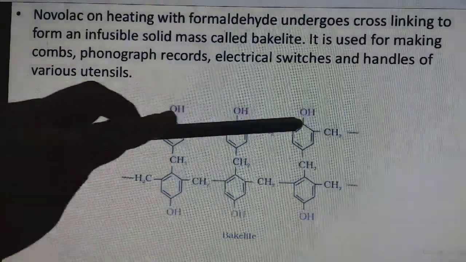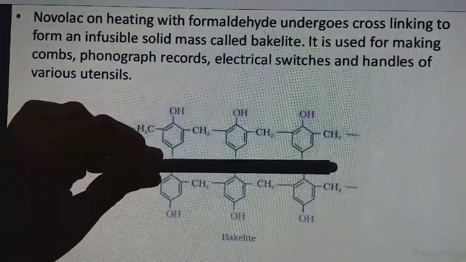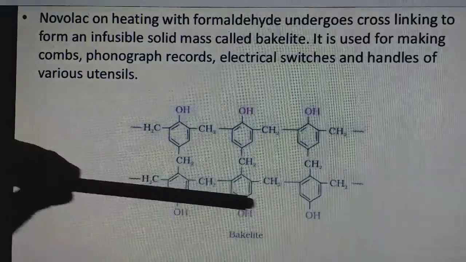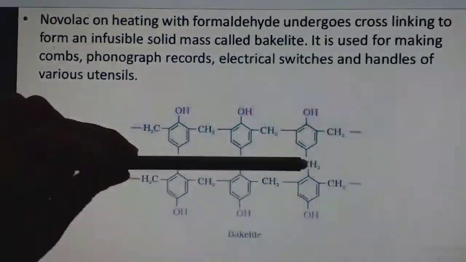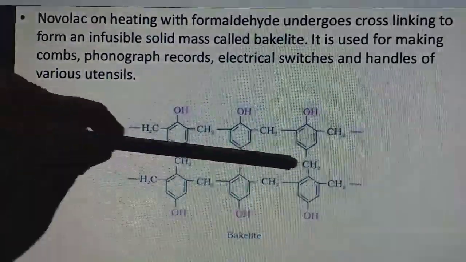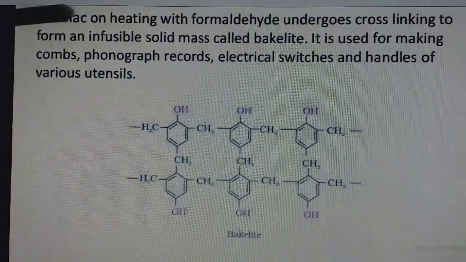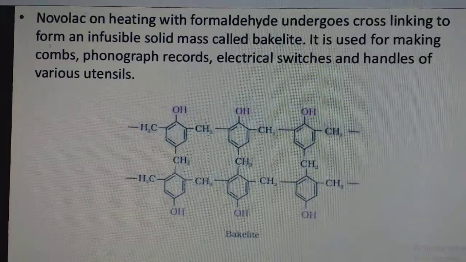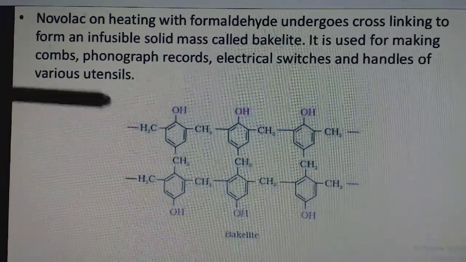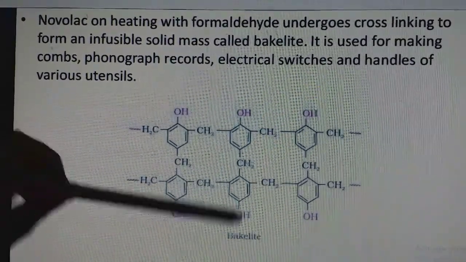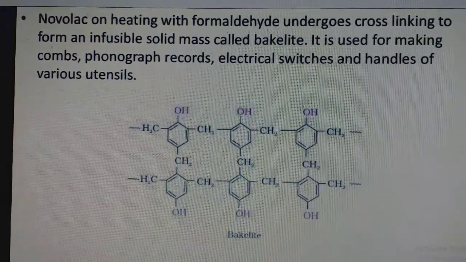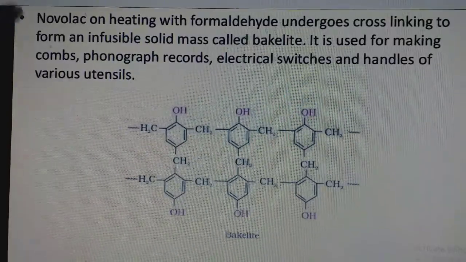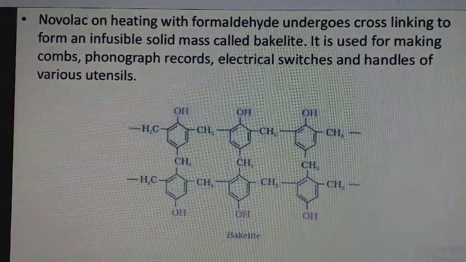Now, if only this unit is there, it is called, we discussed already, Novolac. Now between them again a cross link is there, they are connected through a CH2 unit, then it is called bakelite. So bakelite is a cross linked polymer. Here also condensation only occurs. And what are the monomers involved in bakelite formation? Phenol and formaldehyde only. Even Novolac also is phenol and formaldehyde. Novolac is a linear polymer and bakelite is a cross-linked polymer.